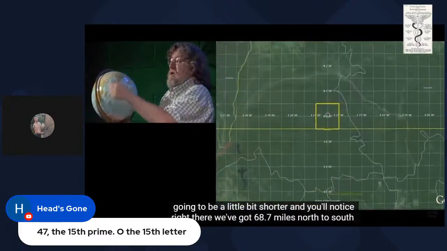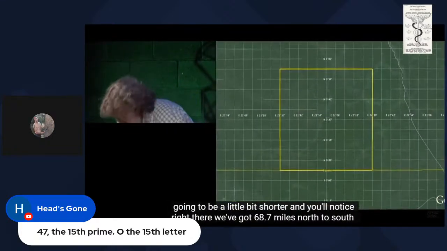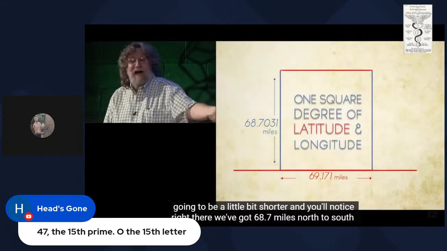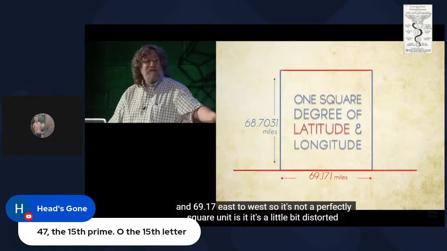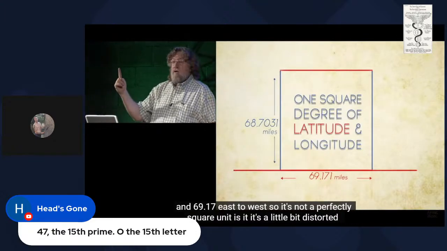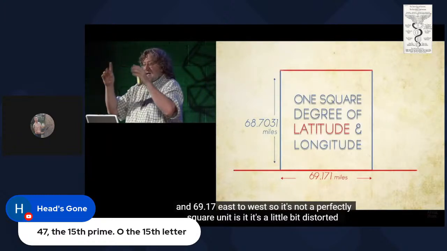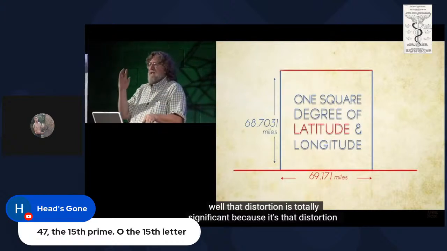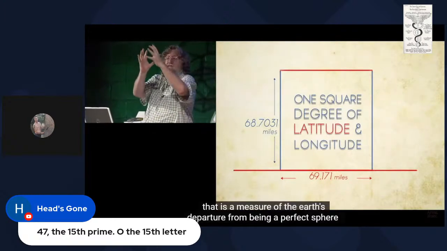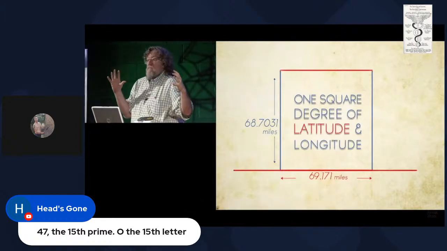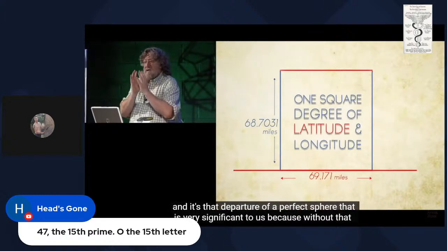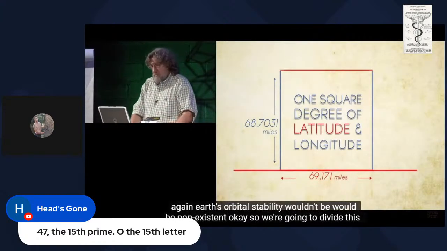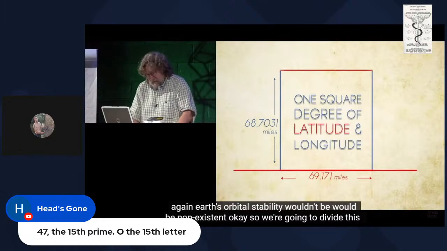The north-south is going to be a little bit shorter. And you'll notice right there, we've got 68.7 miles north to south and 69.17 east to west. So it's not a perfectly square unit, is it? It's a little bit distorted. Well, that distortion is totally significant because it's a measure of the Earth's departure from being a perfect sphere. And it's that departure from a perfect sphere that is very significant to us, because without that, again, Earth's orbital stability would be non-existent.